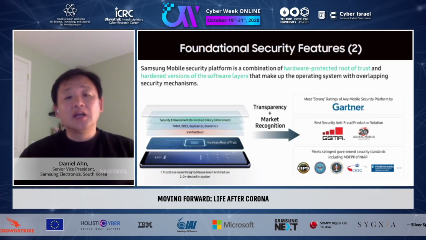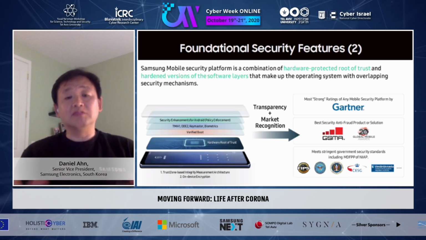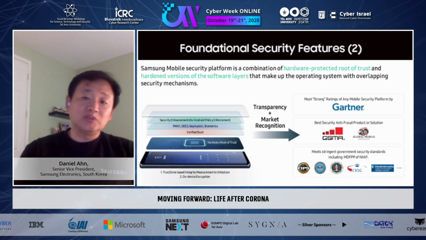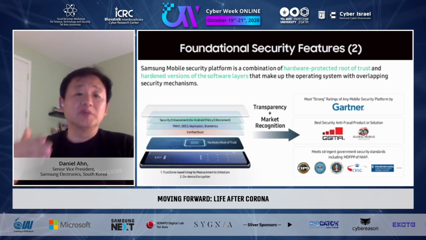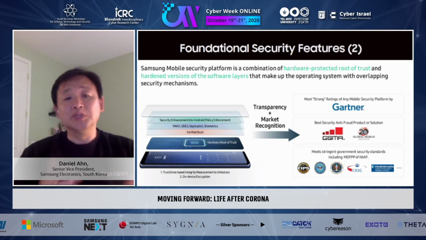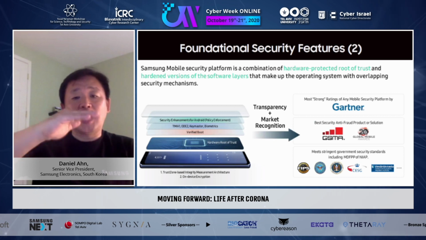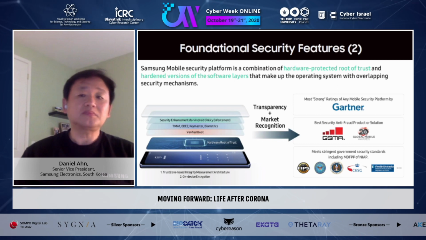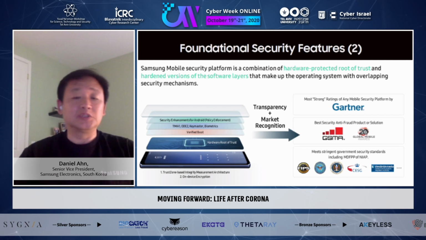Again, this hardware root of trust will allow us to build some foundational services and applications, as I mentioned earlier. That means a hardware-protected root of trust will be the baseline, and on top of it we have to build hardened software stacks, so that we can have multi-layer security on top of the hardware root of trust. That is the very important and fundamental security feature set that we strongly believe a mobile device should have.